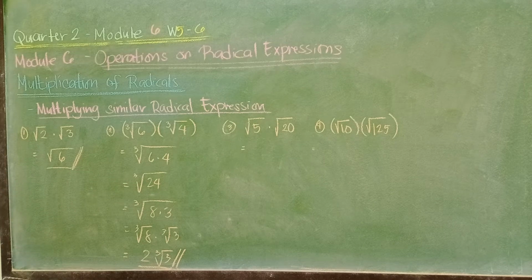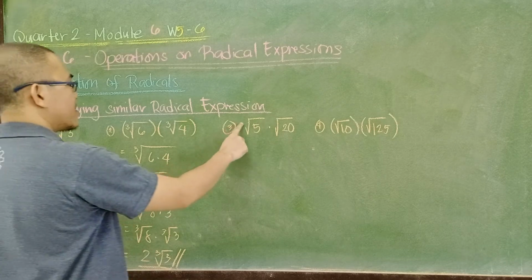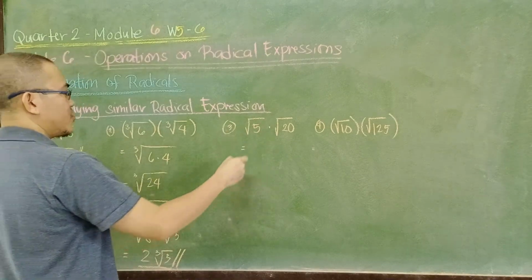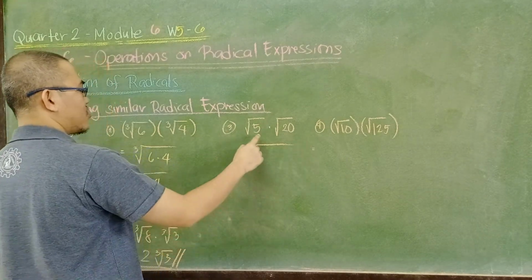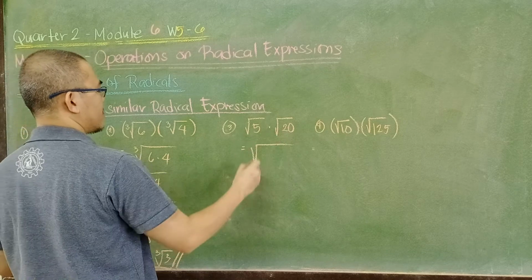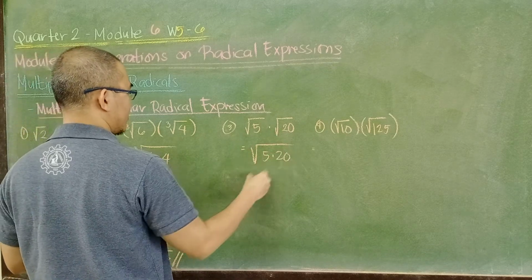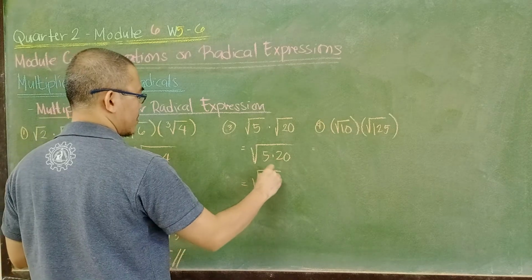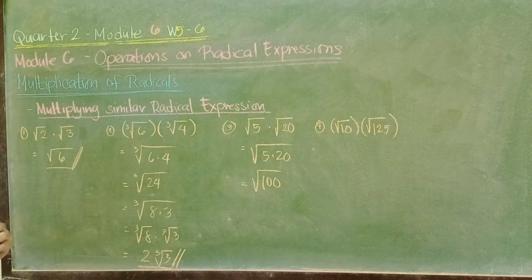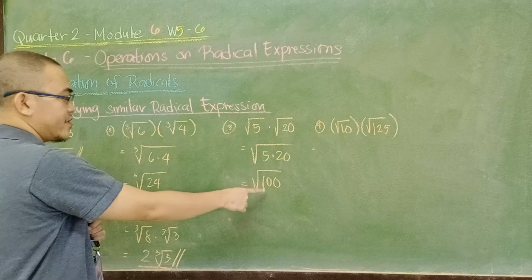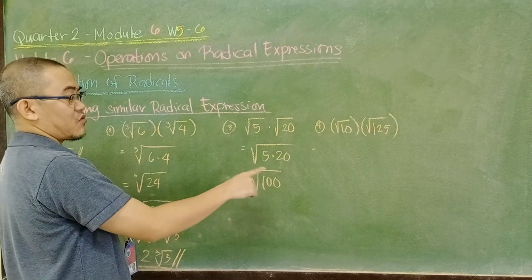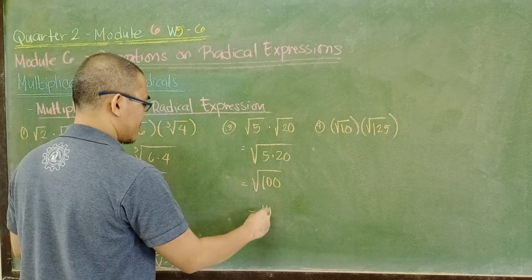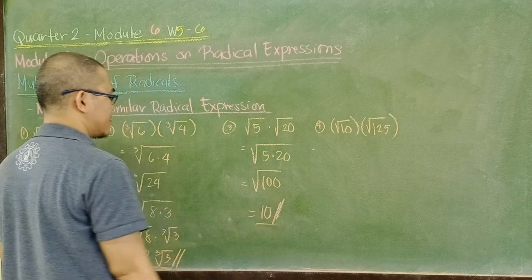For number 3, same procedure, parehas by index. So, parehas sila, so you'll just copy yung radical sign, and then multiply yung 5 at saka yung 20. 5 times 20, that is 100, and then ano yung square root ng 100? Since 100 is a perfect square, square root ng 100 is 10.